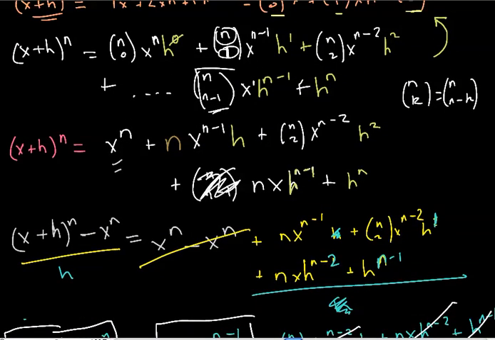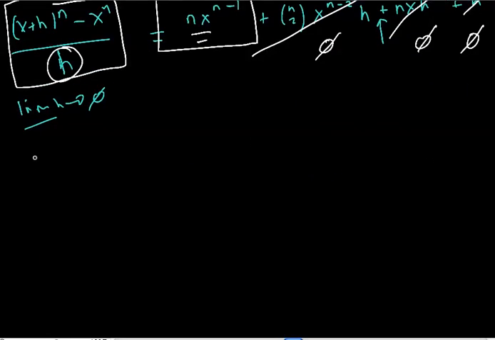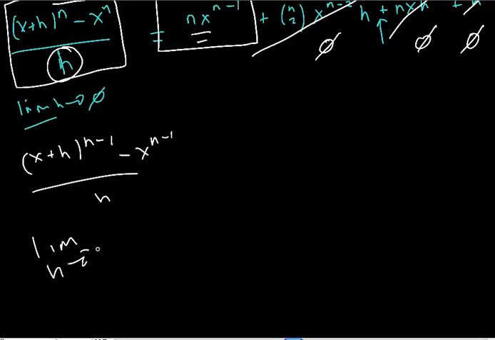If you can understand that pattern, then the same thing is going to happen whether it's (x plus h) to the n or (x plus h) to the n minus 1, minus x to the n minus 1, over h, the limit as h approaches 0. The only thing that's going to be left is, well, the original term was x to the n minus 1, so it would be n minus 1 times x to the n minus 2. And that would be the only thing we're left with.